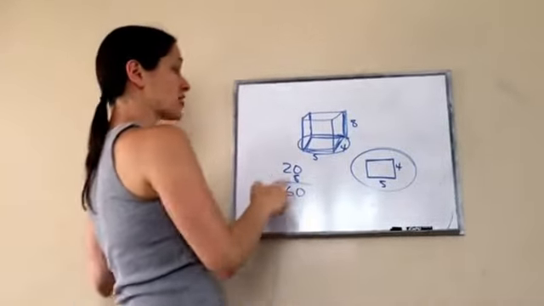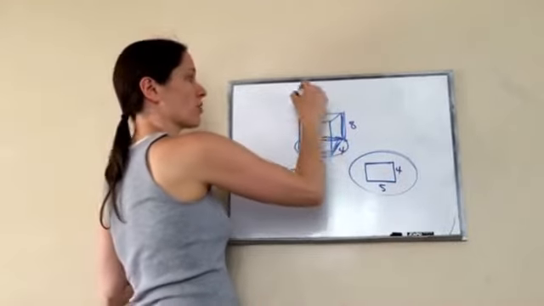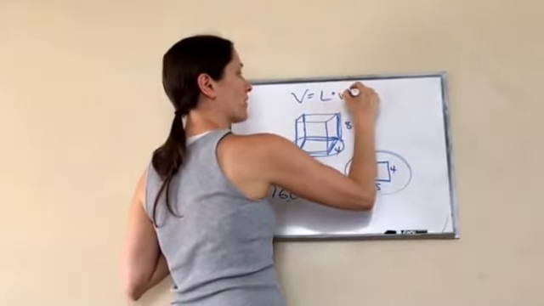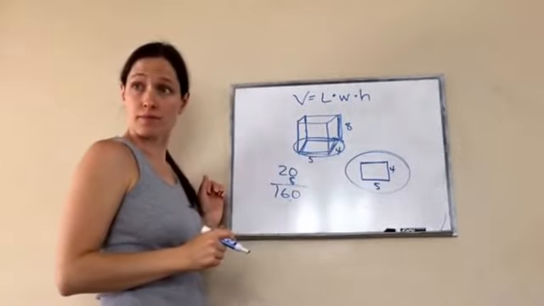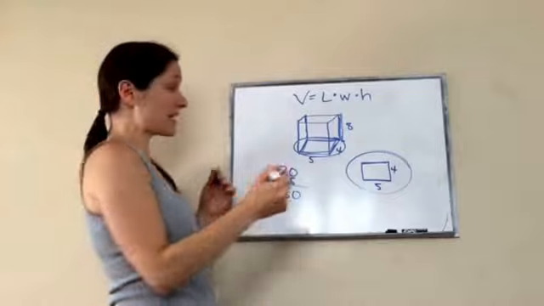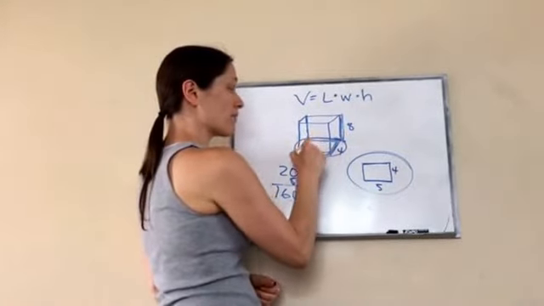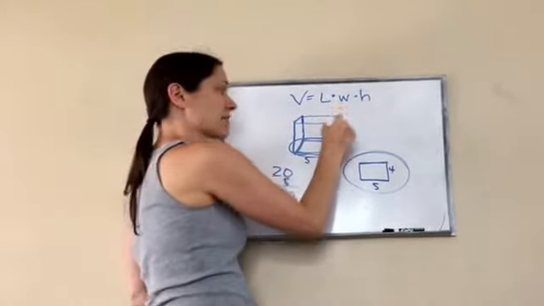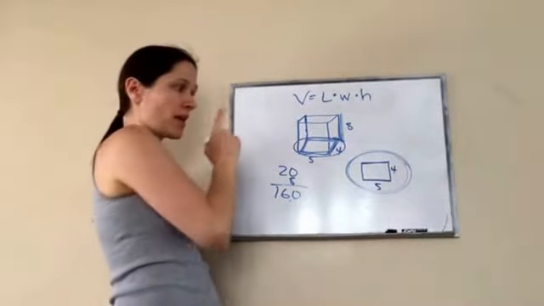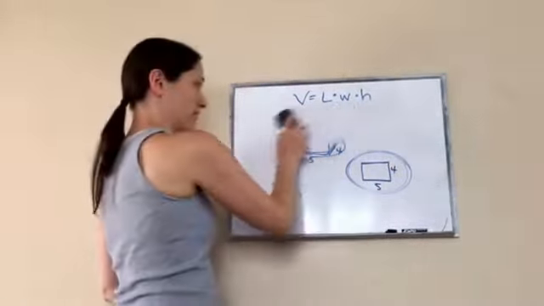And so, this whole volume, what you've learned so far is length times width times height. That's what you've learned that volume is. But what it really is, is the area of the base times the height. And the area of the base was 20. Now, let's look at something different.